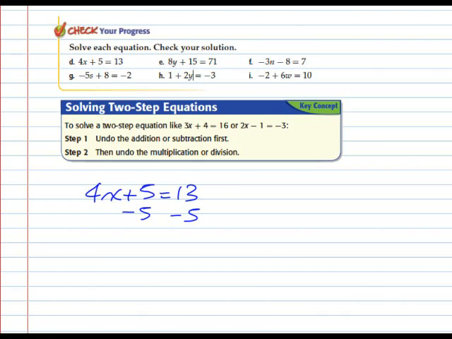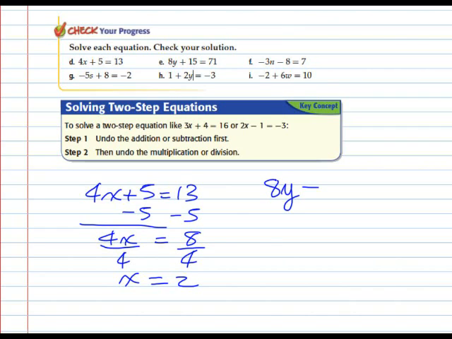So in example D, 4x plus 5 equals 13. Undo the addition with subtraction. 4x is 8. Divide both sides by 4. X equals 2.